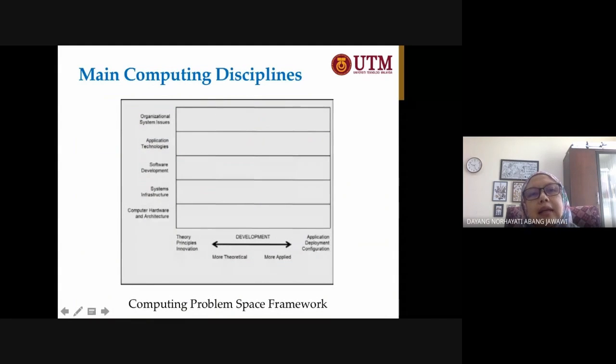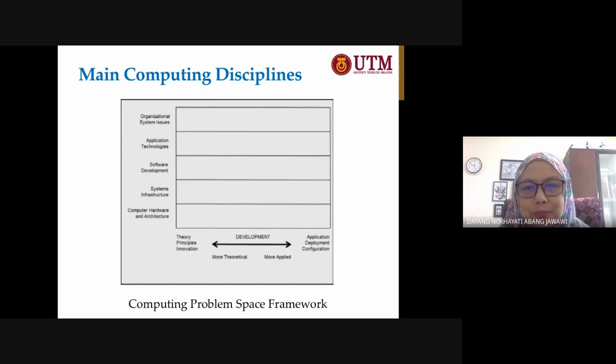Okay. Main computing discipline. When we're talking about contribution, definitely we are looking at the contribution to the computing or software engineering body of knowledge. Okay, we need to know the discipline before we can contribute in the discipline, and then we need to know the type of discipline that we want to contribute to.